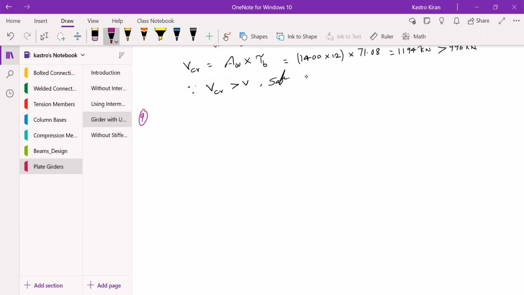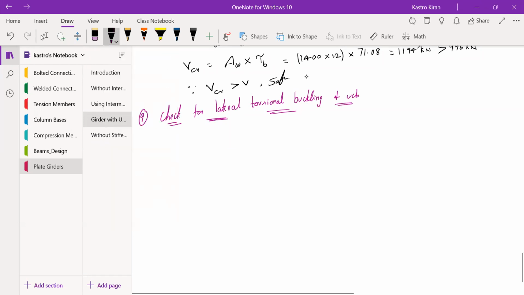And in the next step, what you're going to find out is check for lateral torsional buckling of web. Now, how do you find out this lateral torsional buckling? First, you need to know whether this check is required or not. Okay, so first you have to identify whether the lateral torsional buckling check is required or not. How to identify? So it can be identified by looking at the question.